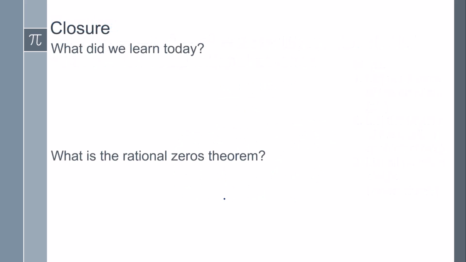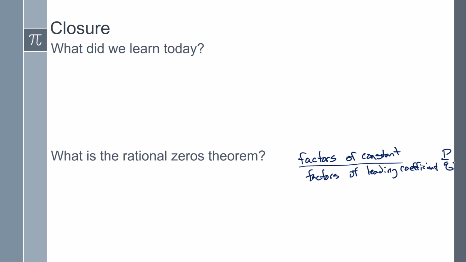So what did we learn today? We learned the rational zeros theorem. And what the rational zeros theorem says is you take the factors of the constant over the factors of the leading coefficient. We call that our p's over q's, and you create a list plus or minus them, and that's going to be a list of our possible zeros for testing to see if we can divide our polynomial.